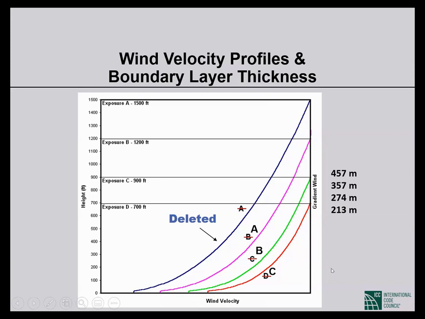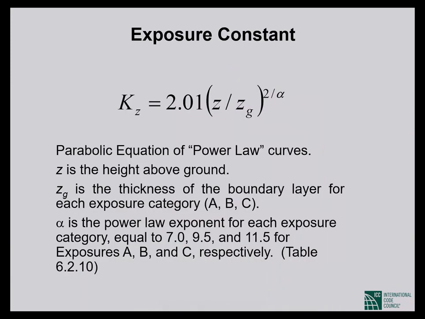Okay. So you see the combined effect of height and exposure. It tells you how quickly wind velocity increases with height above ground level. The relationship, what is plotted on the previous figure, can be expressed mathematically like this. K sub Z is a constant times Z, any height above ground level, divided by the gradient height that I talked about, the 700 feet for what we call exposure D, to the power 2 over alpha.